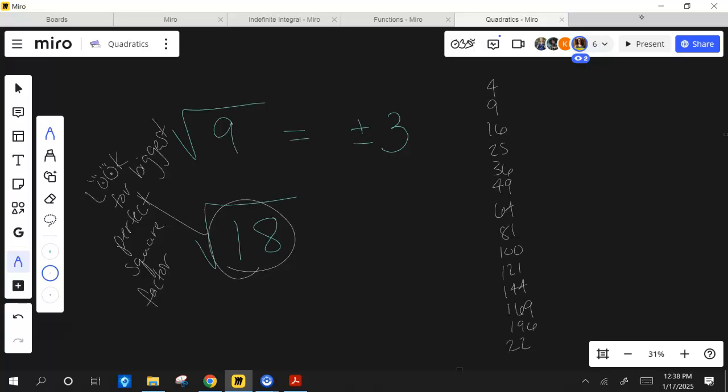196, that's right, they're just inverted. And then 225, at least be familiar with up till that many, at least up through 15 squared. So what I want to do is look at that list and ask, what's the biggest number from that list that I can divide 18 by?